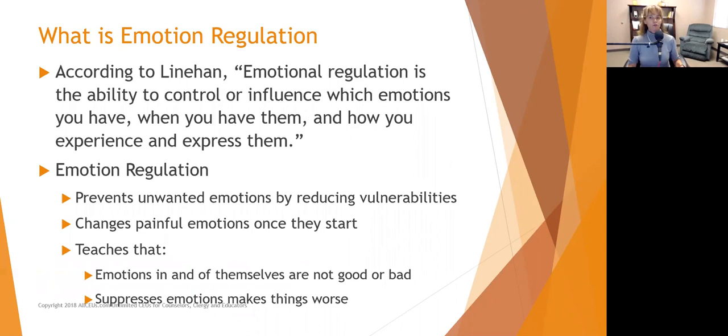So we're not going to be able to choose never to be angry. We're not going to be able to choose never to be depressed. But we can recognize that emotion and say, okay, I'm going to choose not to stay stuck in this and improve the next moment. Emotion regulation prevents unwanted emotions by reducing vulnerabilities. It changes painful emotions once they start. So, like I said, sometimes we can't prevent them. And it can teach that emotions in and of themselves are not good or bad.